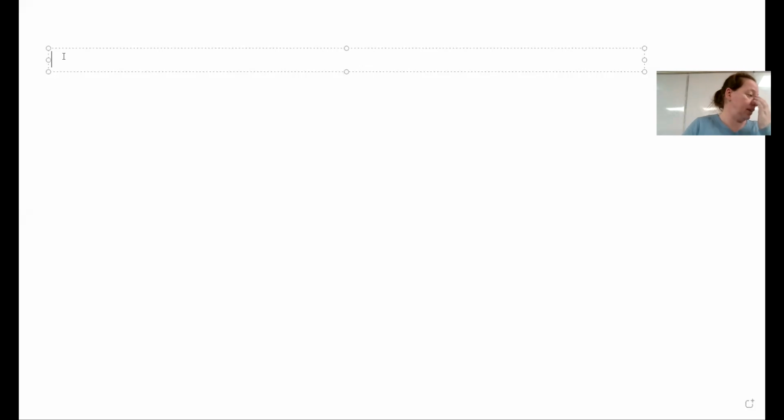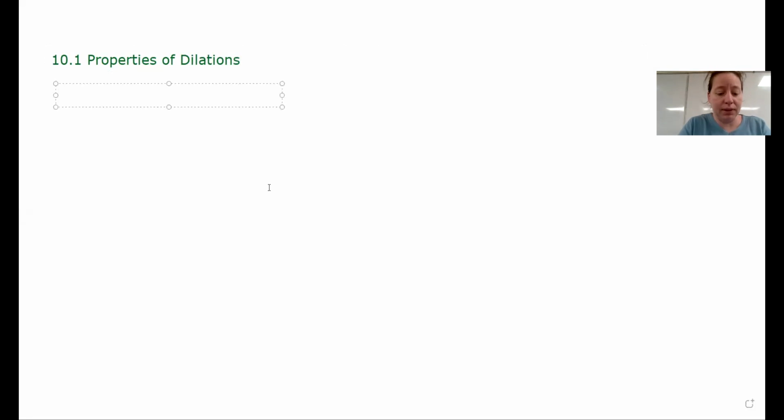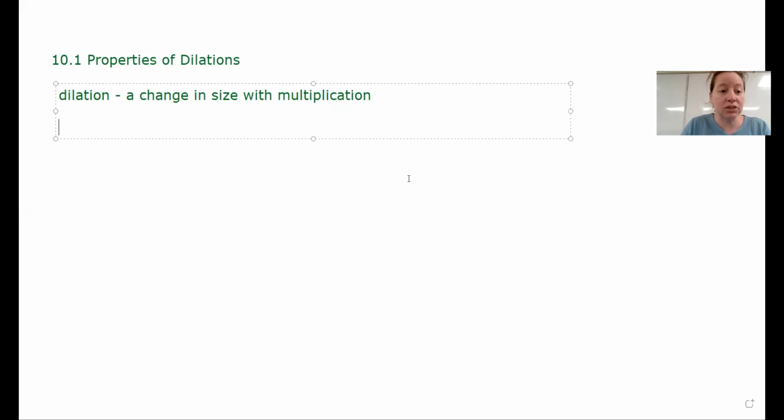This lesson is 10.1, properties of dilations. Okay, so first off, some vocabulary. A dilation is simply a change in size with multiplication. Okay, that's all that we're looking at. So dilation is simply a change in size with multiplication.